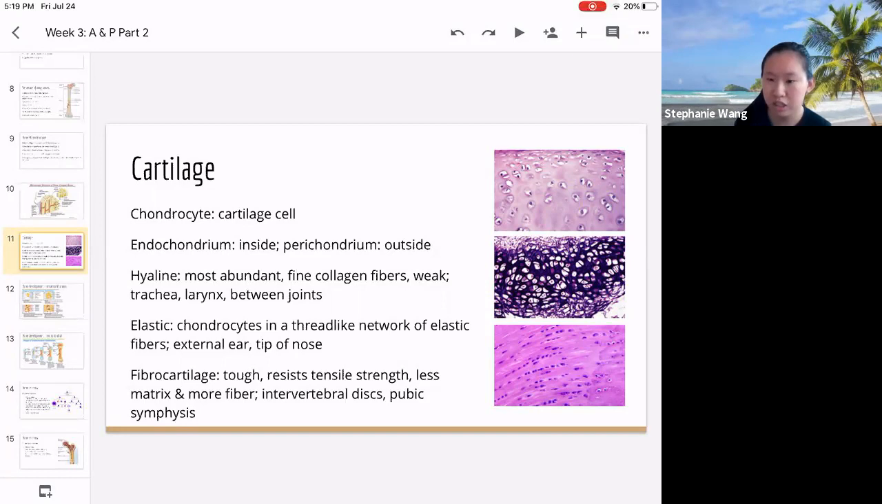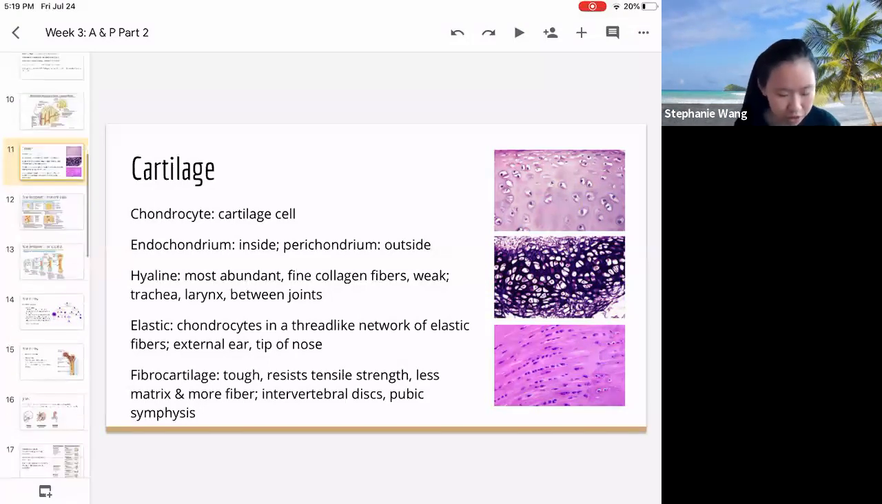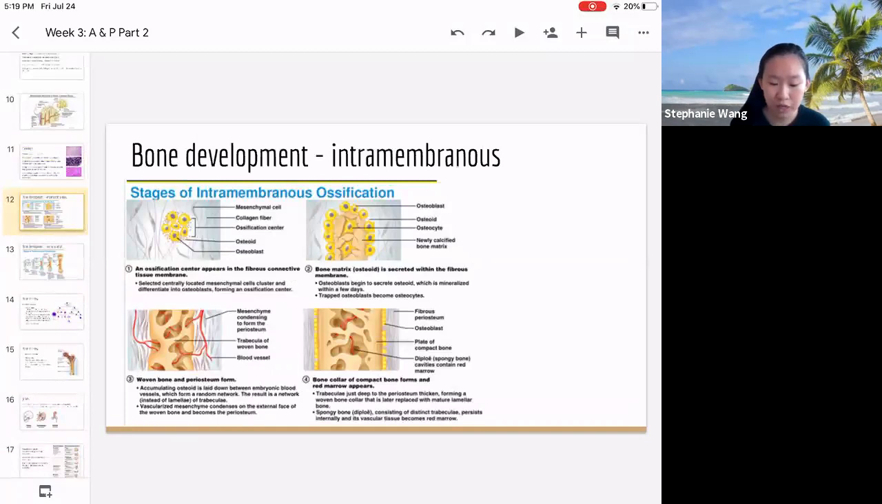David asked, what cartilage in sharks? I am not 100% sure, but I think it's elastic. I'm pretty sure it's elastic. I'm not 100% sure. Okay, let's move on to the next, which is bone development.